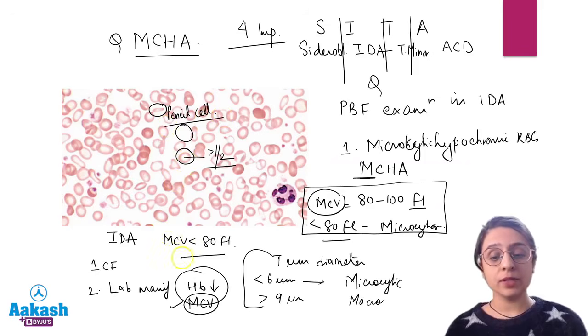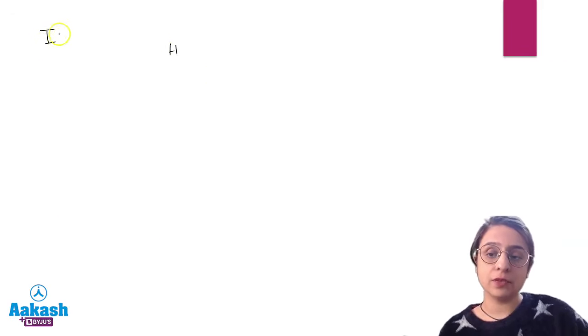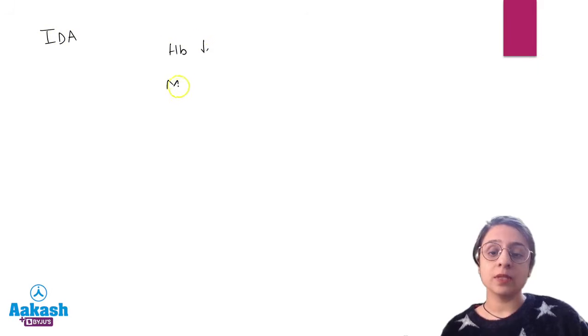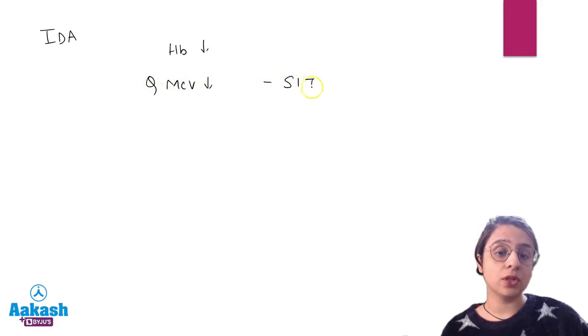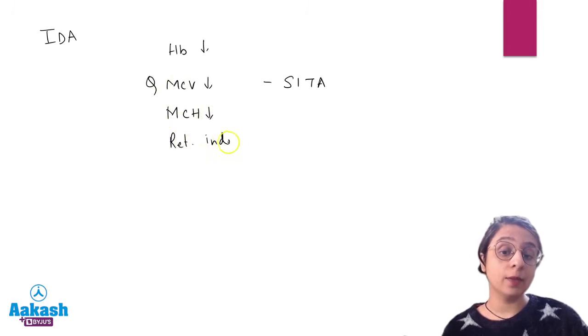So in laboratory findings, what will happen to hemoglobin? Yes, obviously it is iron deficiency anemia. So hemoglobin has to be low. MCV will be low. Definitely, it is a very important differential of microcytic hypochromic RBCs. Next, MCH will be low. Right, these are very important. What will happen to reticulocyte count? Retic index will be low. This is a case of the most common cause of hypoproliferative anemias.